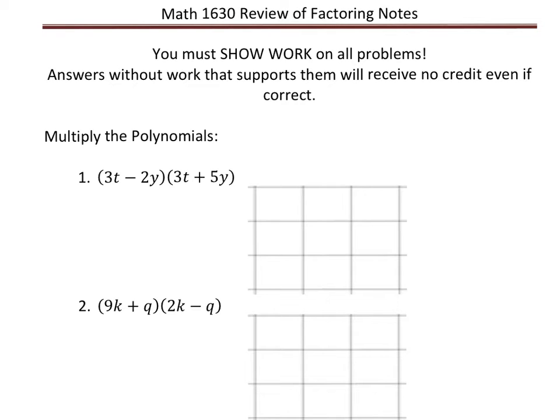My method is sort of based on trial and error, but it's not really random trial and error. It's a very organized trial and error method, and it's based on the idea of greatest common factors. So before we actually begin with teaching you to factor, we need to learn to multiply, because the multiplication, the product, is what we actually factor back into the original two pieces. So here we have a couple of binomials for our first example, 3t minus 2y and 3t plus 5y, and we're going to multiply those polynomials, and we're going to do that using a multiplication table.